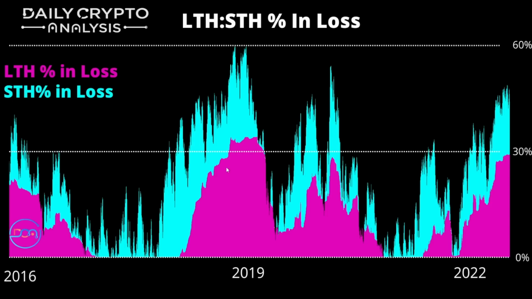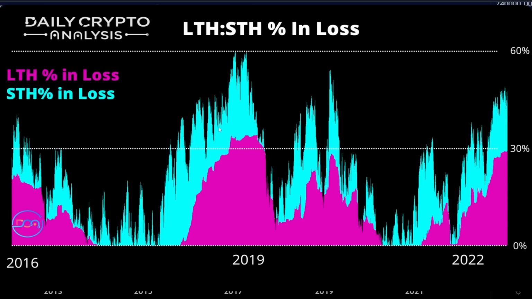What we actually see is that at these points of peak capitulation, like we see here in 2019, and like we saw back here at the beginning of 2016, because remember, we were coming off of a long consolidation period, the long-term holders sitting at a loss actually become higher than the short-term holders sitting at a loss. So who are these people then?